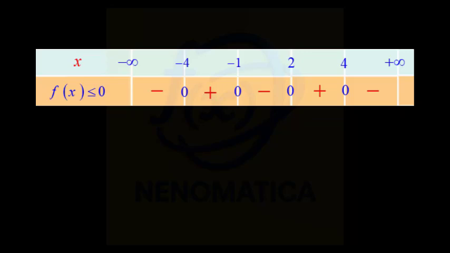Testing one point in each interval, we obtain negative on negative infinity to -4, positive on -4 to -1, negative on -1 to 2, positive on 2 to 4, and negative on 4 to infinity. Since the inequality is less than or equal to 0, we include the zeros as well. Therefore, the solution set is the union of intervals where the function is 0 or negative. D equals open negative infinity comma -4 closed, union closed -1 comma 2 closed, union closed 4 comma positive infinity open.